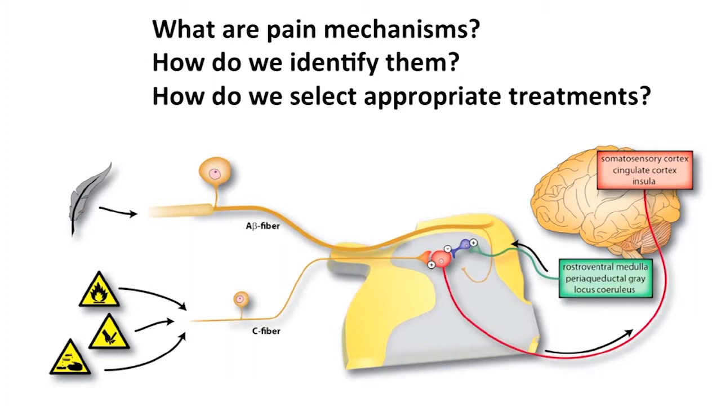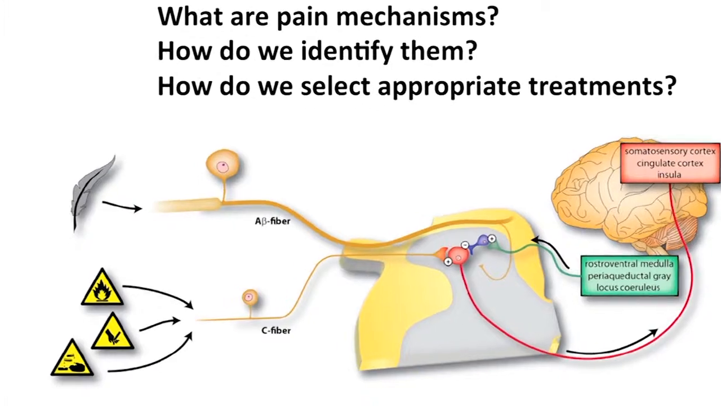This slide just illustrates the basic organization of the sensory apparatus. We have primary sensory neurons, which have cell bodies in the dorsal root ganglion, and these carry sensory information from the periphery to the spinal cord, where there is active processing of this information and then transmission of this information to higher brain centers.